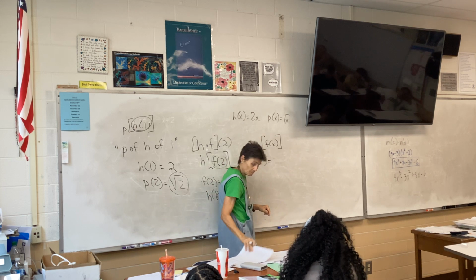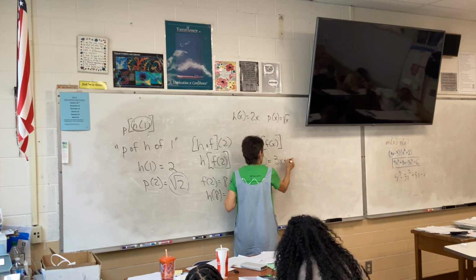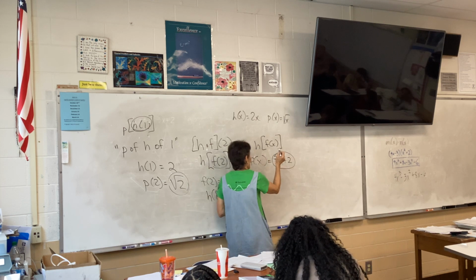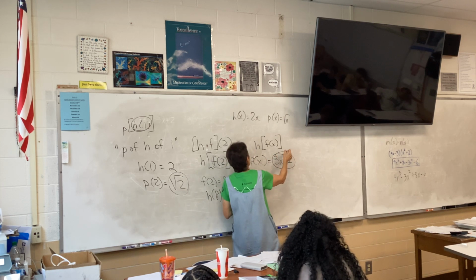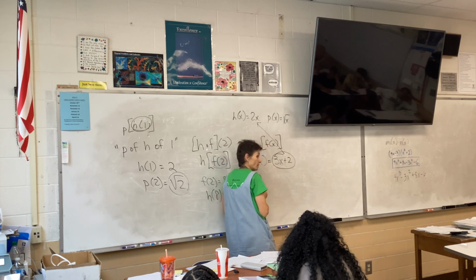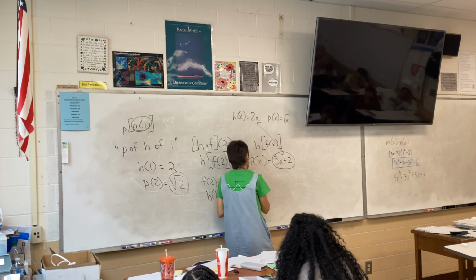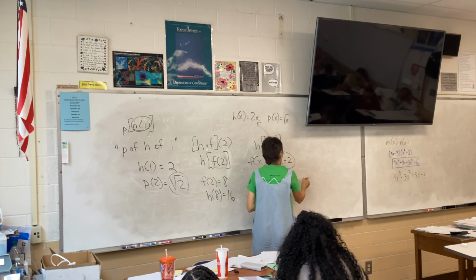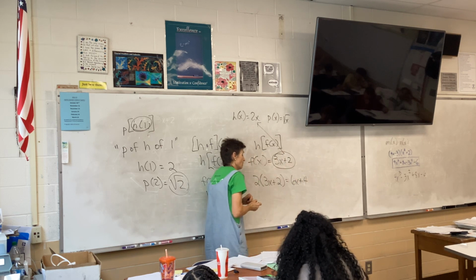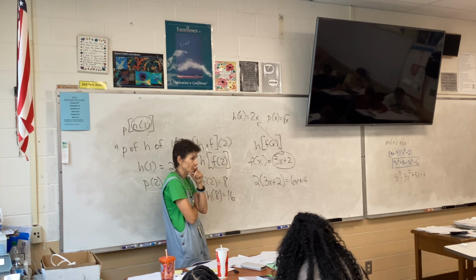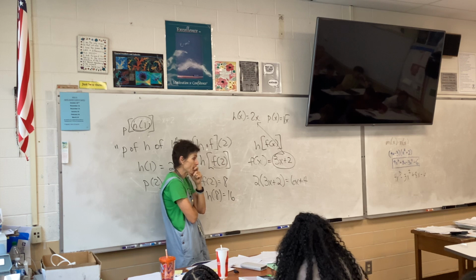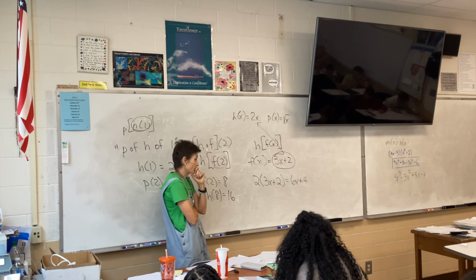F of x is 3x plus 2. So I'm going to take that thing right there, that's F of x, and I'm going to plug it into H. So 2 times 3x plus 2, or 6x plus 4. You okay with that? Okay.